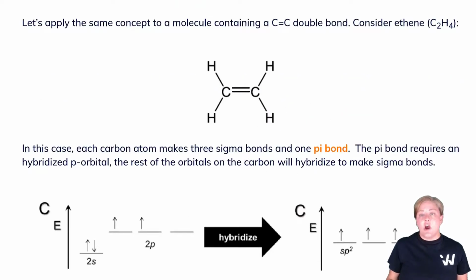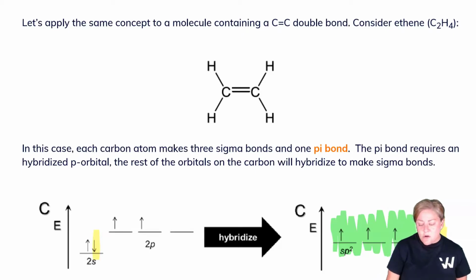So now we have a carbon here with a pi bond, considering ethene. In this case, each carbon atom makes 3 sigma bonds and 1 pi bond. Now, a really important mantra to remember in organic chemistry is pi bonds require p orbitals. So they cannot be hybridized because they need to stay by themselves in order to make that pi bond. We apply the same thought experiment though. We take an electron, we promote it up, we leave 1 p orbital alone. That's going to be important because that needs to go make the pi bond. And then we're going to take everybody else here and hybridize them.